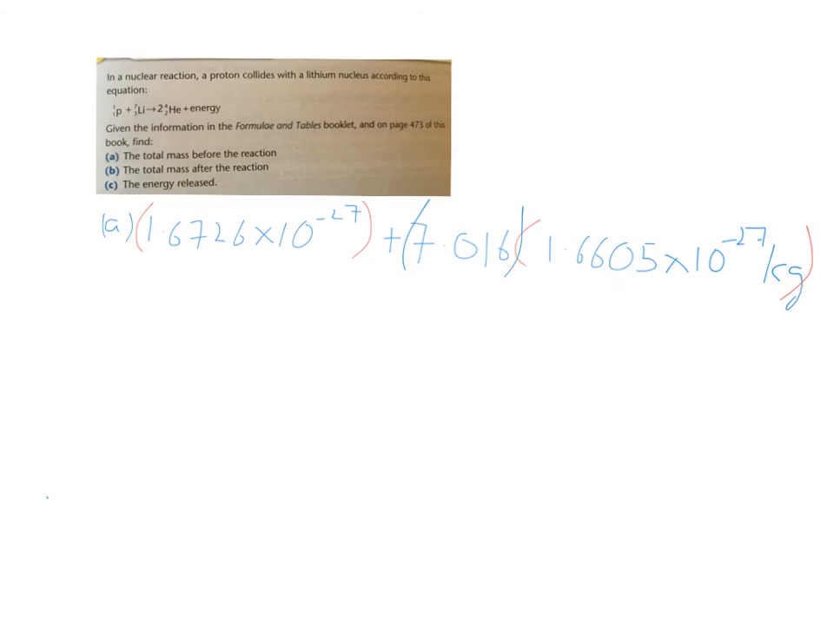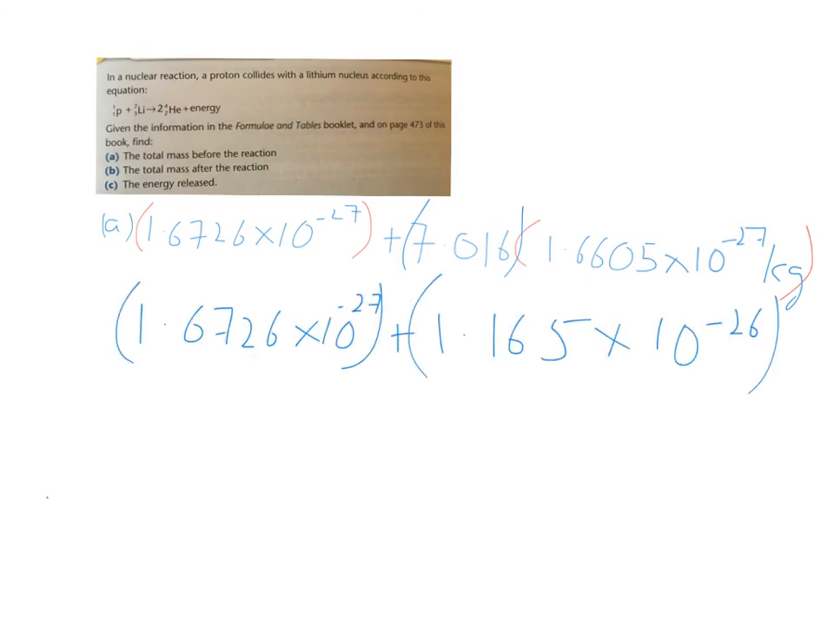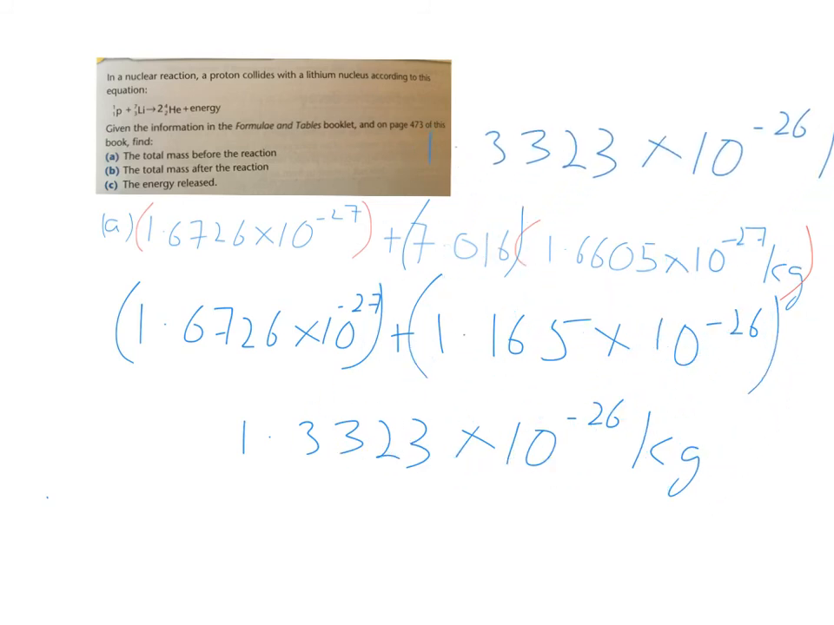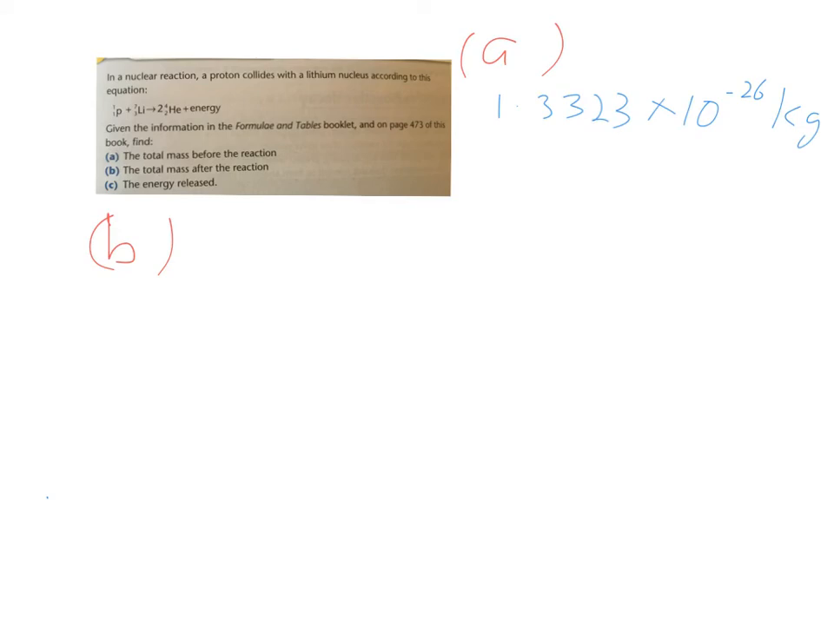When we multiply that out, we get 1.165 by 10 to the minus 26. And then we'll add that to the mass of the proton. This gives us a total mass before the reaction happens of 1.3323 by 10 to the power of minus 26 kilograms. Now I'm going to clear the whiteboard, but we'll hang on to this answer up here in the corner for the time being. Now we'll look at part B, where we need to find the total mass after the reaction.